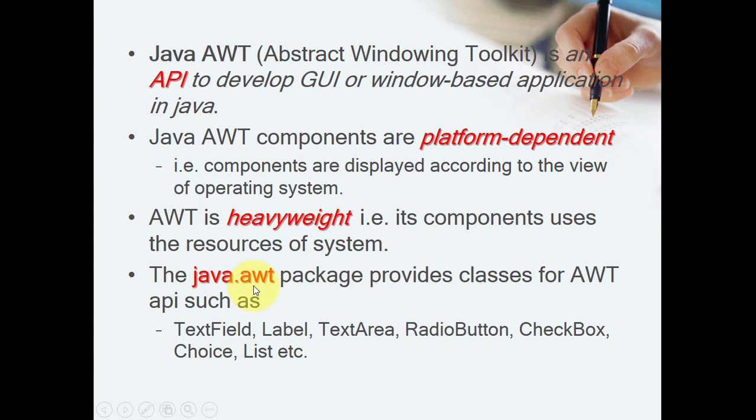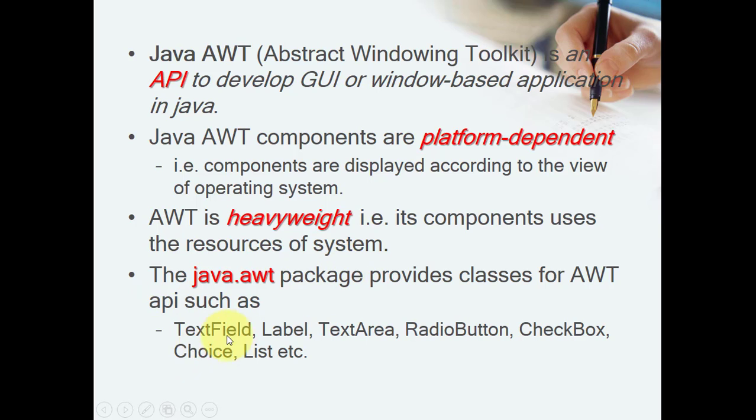Java.awt is a package name where you will get all classes related to the graphical user interface. So java.awt is the package which provides the classes for the AWT API, such as text field, label, text area, radio button, checkboxes, choice list. Text field, label, text area are all classes, and they are all available in the java.awt package. Suppose you want to create a text field. Text field is a class, so how do you create an object of text field? You write the class name, a variable name, equal to the new operator, and the class name, calling the appropriate constructor.